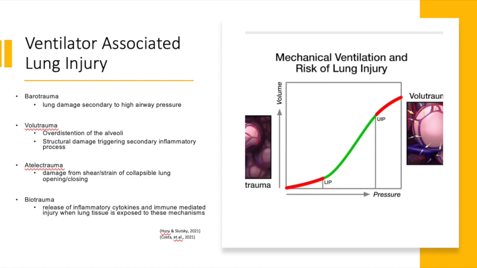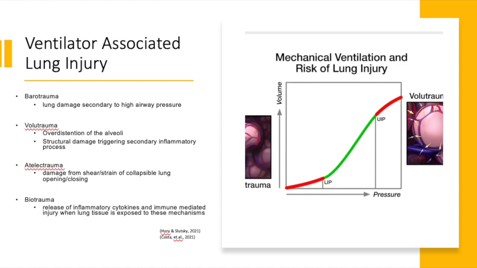Acute lung injury oftentimes affects the airways and the lung parenchyma, and it is often associated with mechanical ventilation. There are various forms of ventilator-associated injuries, some of which we will discuss. These injuries are referred to as barotrauma, volutrauma, atelectatic trauma, and biotrauma.